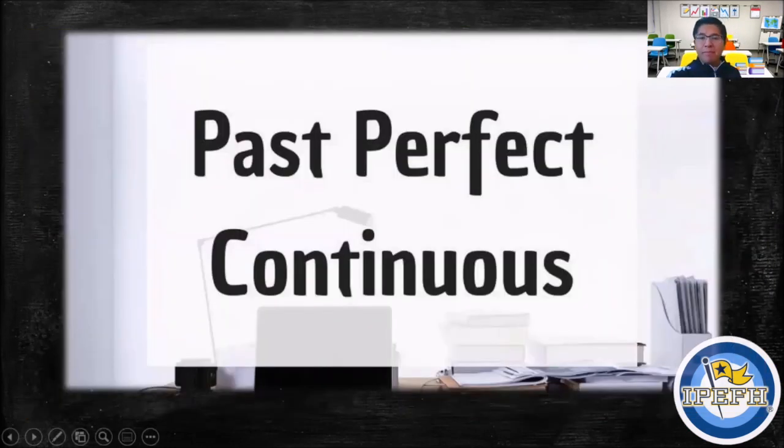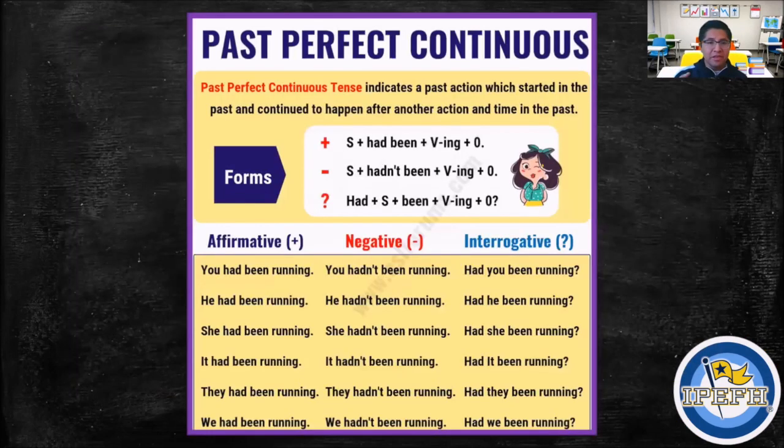What about the past perfect continuous? When do we use the past perfect continuous? Well, we use it when we want to express that an action was in progress in the past before another action happened. Let's see. As I mentioned before, the past perfect continuous tense indicates a past action which started in the past and continued to happen after another action and time in the past.